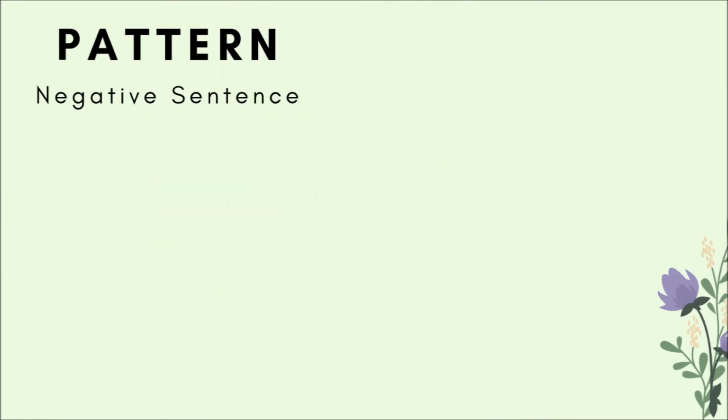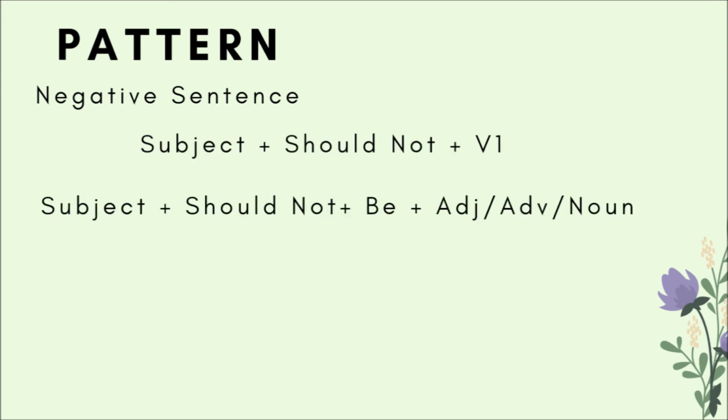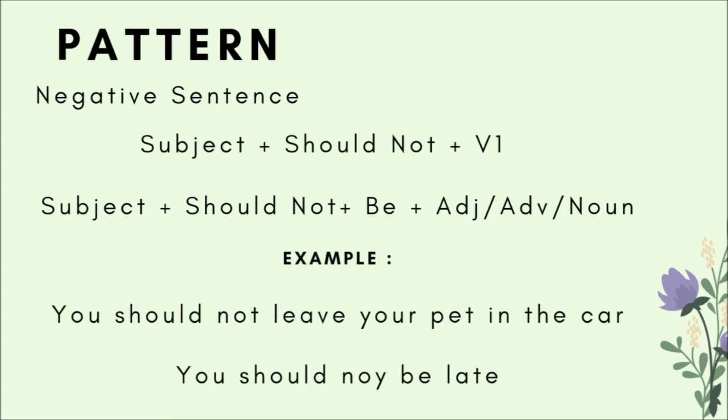For the next is the form of negative sentence. There are two patterns. The first one is subject plus should not plus verb 1. And then the second one is subject plus should not plus be plus adjective or adverb or noun. Okay, for the example is you should not leave your pet in a car.